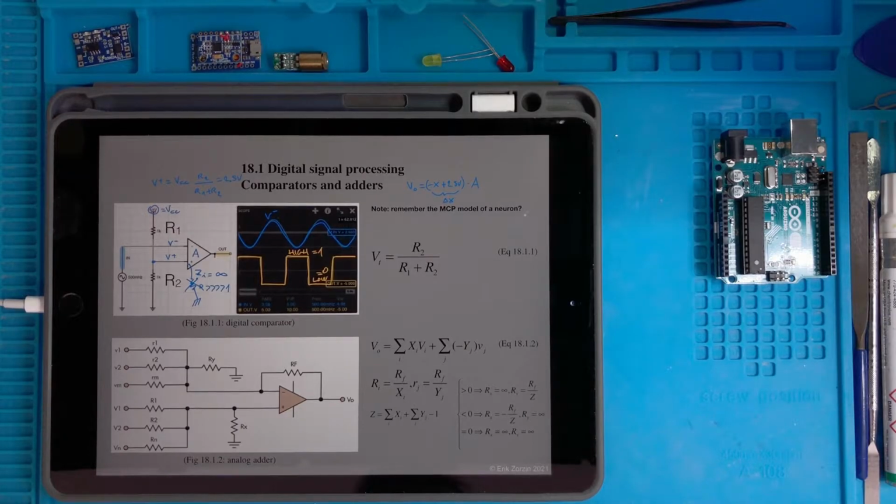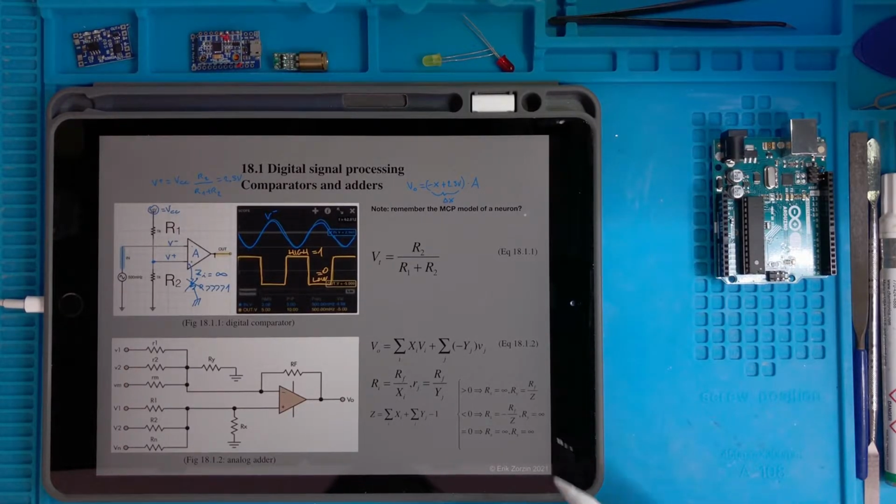Now that we studied the digital comparator and the flash ADC converter, let's just mention one circuit, but without studying it fully, because it requires a lot of time. So it's the so-called analog adder circuit, which you see here in this panel. This is the circuit that we can use when we want to compute the summation of analog signals.